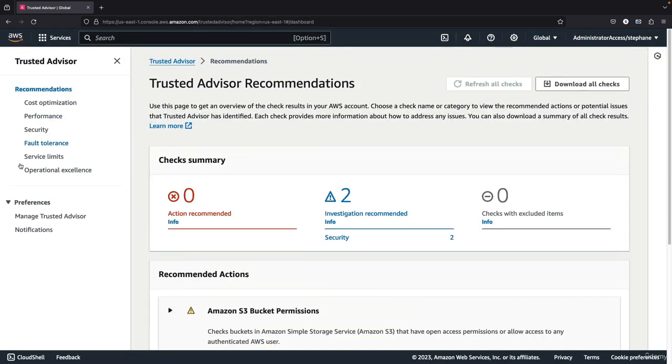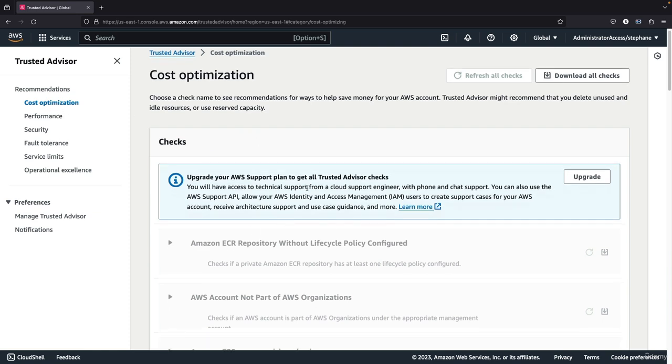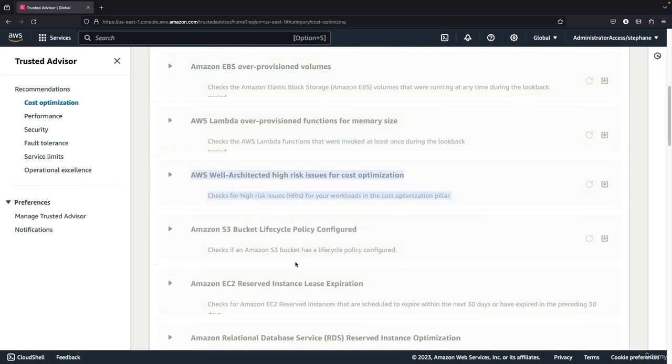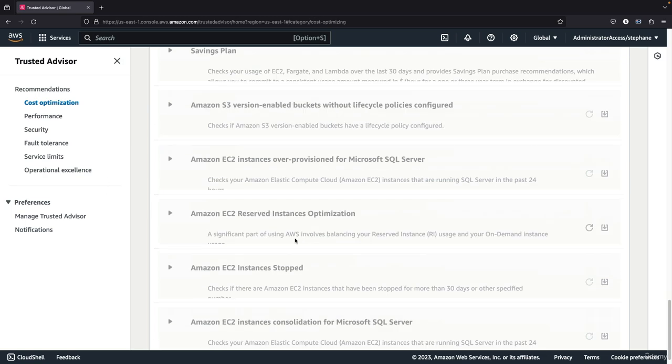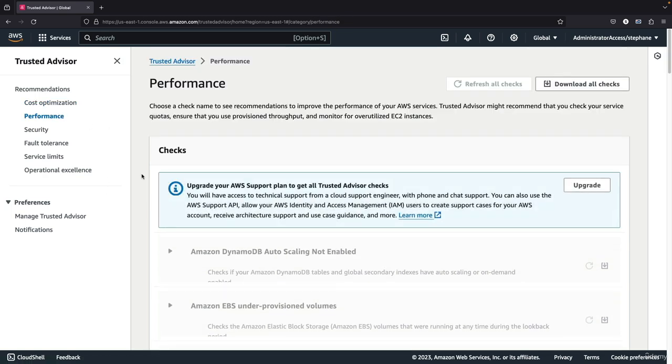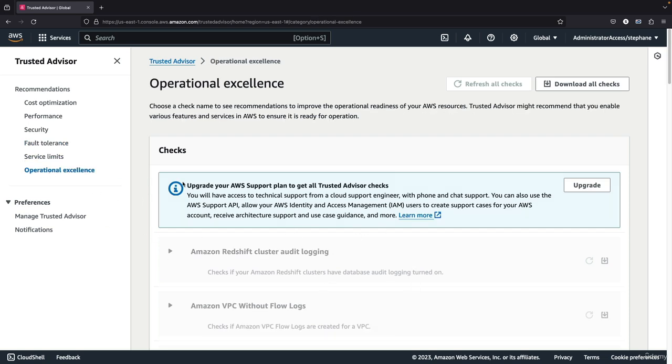On the left-hand side, we have the recommendation categories. If I click on cost optimization, as you can see, I get none of the checks available because I need to upgrade my support plan. So all these things are actually not available for me, and I need to pay for the service to actually make some cost optimizations. Same for performance, I get access to nothing. If I go to fault tolerance, again, I get access to nothing. Operational excellence, again, access to nothing.